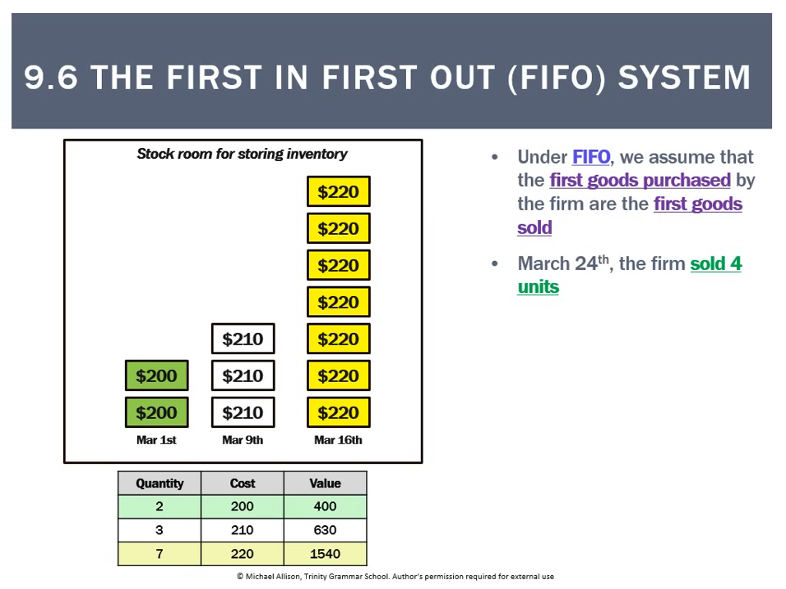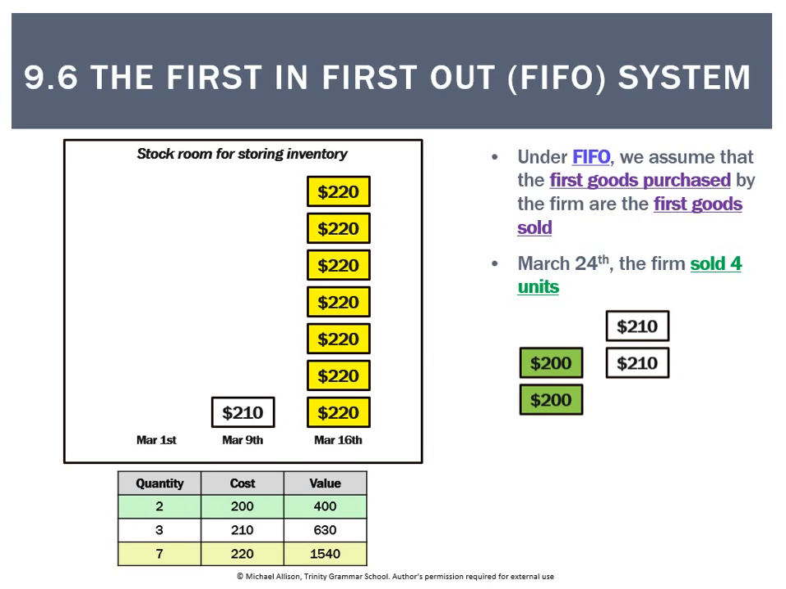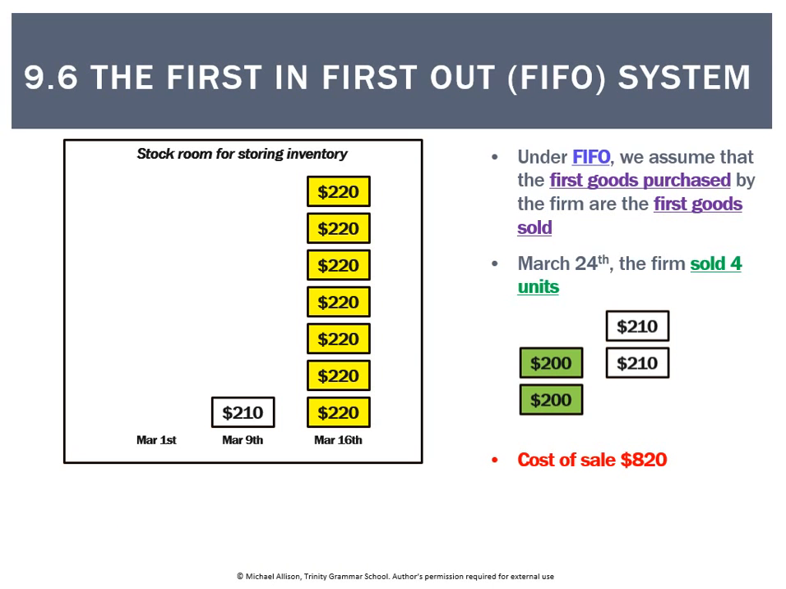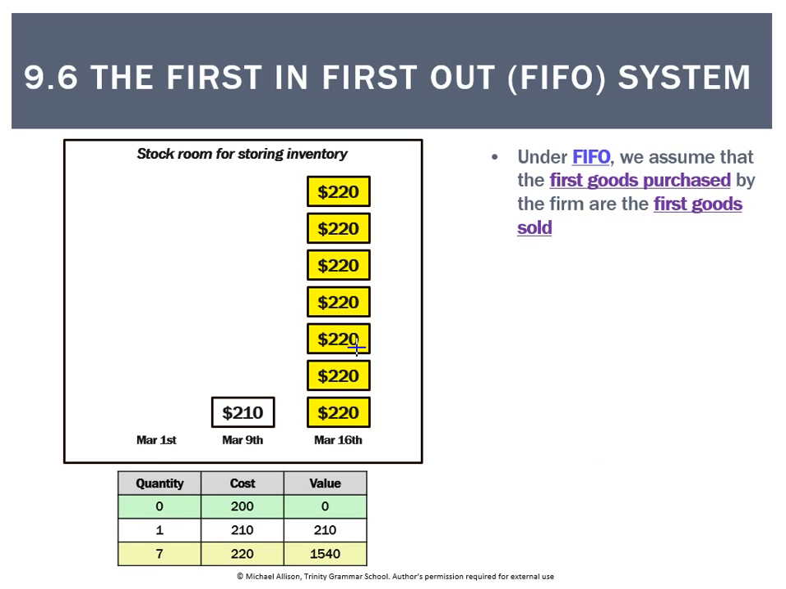Now, the next day we sell 4 units. Which 4? Well, I don't really know. Literally, I can't figure out which ones they are. What I'll assume though is it must be the last 2 $200 units, then it must have been the top 2 from the next pile. So that would be a cost of sale of $820, and that would leave me with a little stock card here saying that there's 1 unit left at 210 and 7 units at 220. Now that's probably not what is actually left. This is just an assumption.